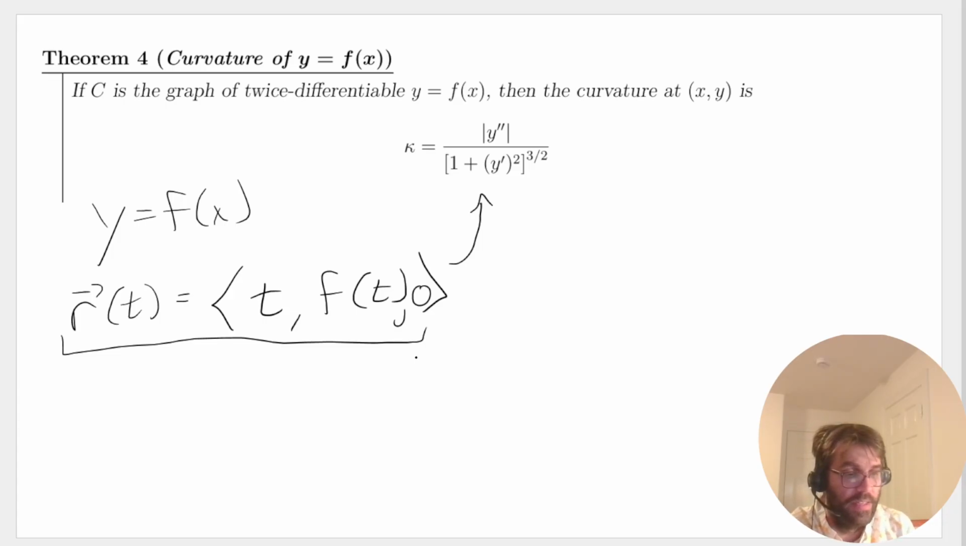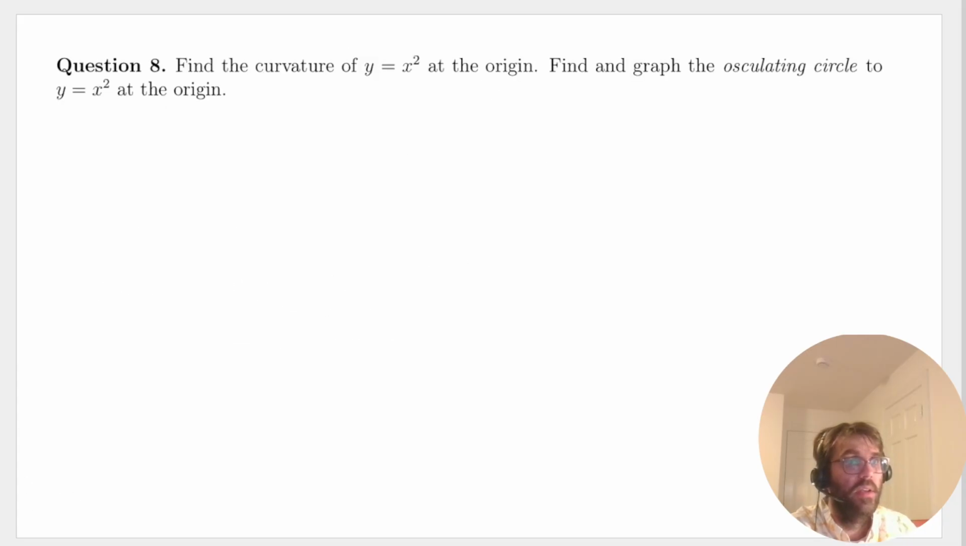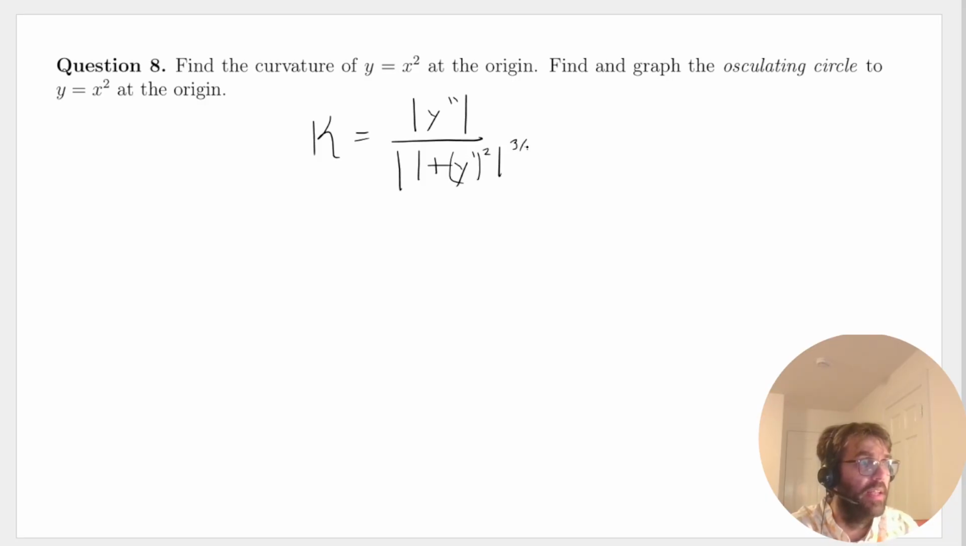It's relatively straightforward. So let's just do one quick calculation from this using that one that we just did. Kappa equals the absolute value of y double prime over the absolute value of 1 plus y prime squared to the 3 halves.